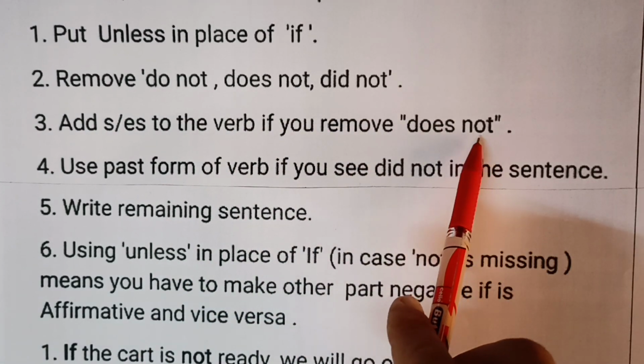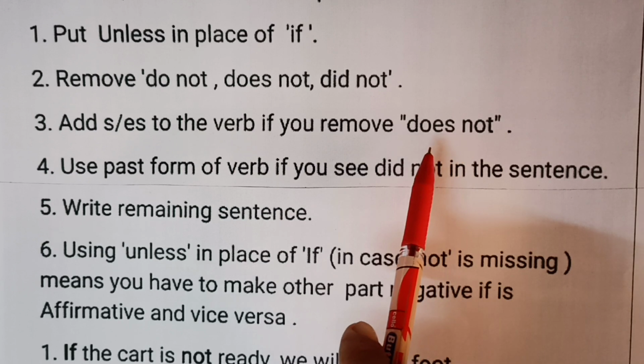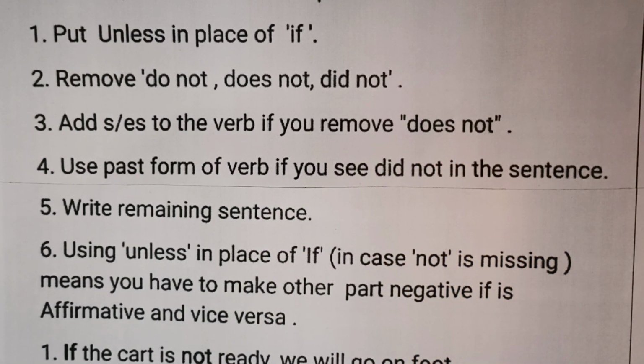So if you remove "does not" in the statement, for example, if the statement is, "If he does not work hard, he will fail," in that case, how will you rewrite the statement? You will replace "if" with "unless he studies," because "does" is used in the statement given. So "unless he studies", you will add s or es with the verb, that is, studies. Unless he studies hard, he will fail. Then you will write the remaining sentence as it is, using "unless" in place of "if".